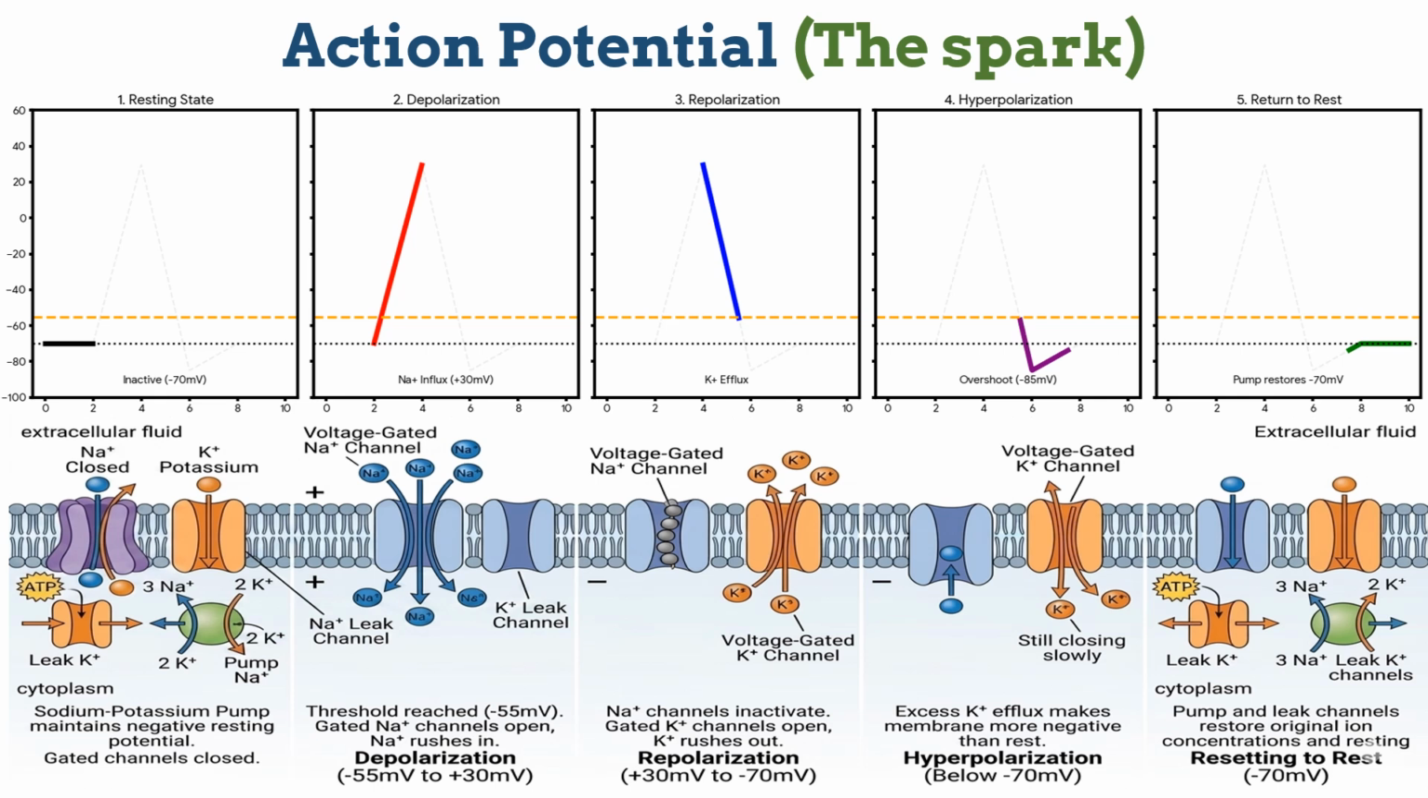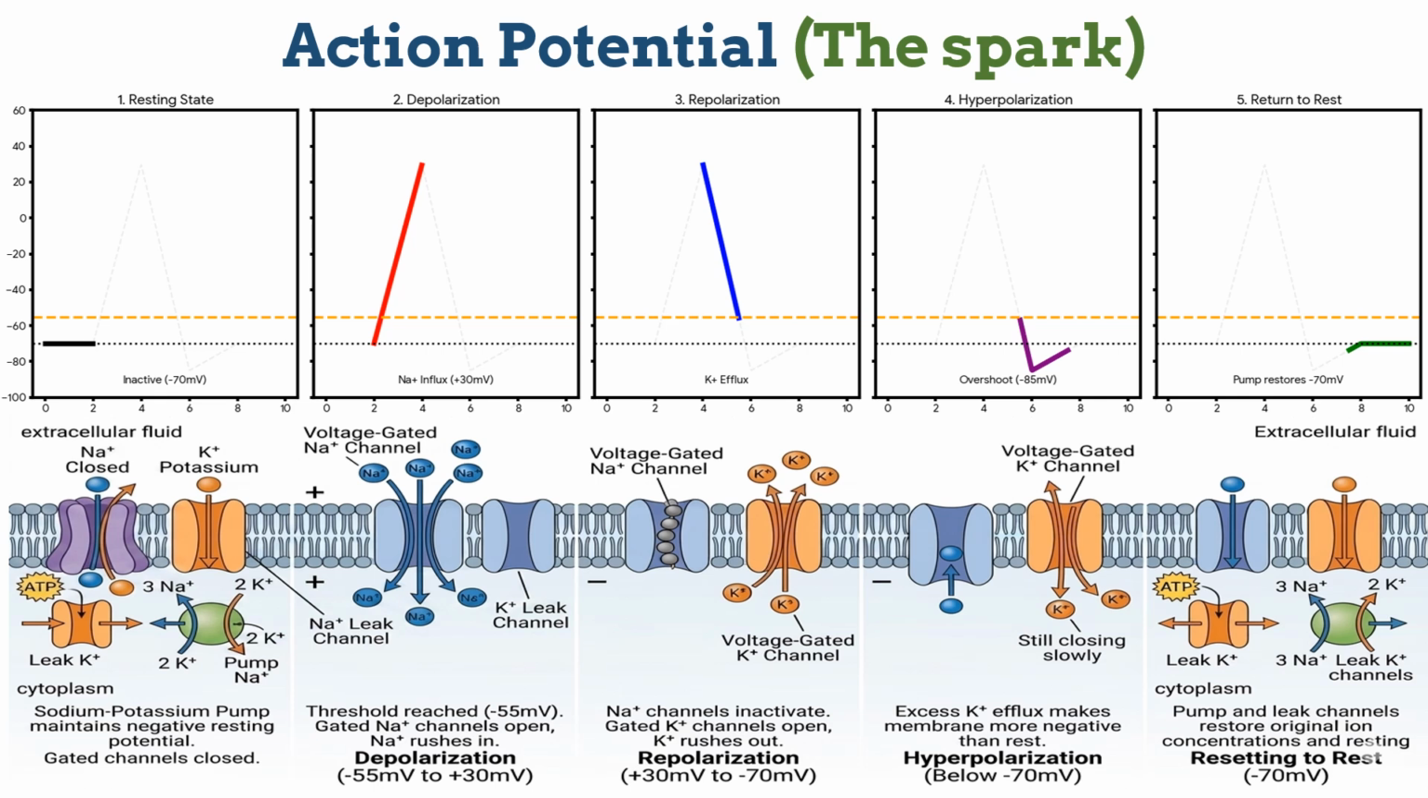In the resting state, voltage-gated sodium and potassium channels are closed, and the membrane remains at about -70 millivolts due to the sodium-potassium pump and potassium leak channels. When a stimulus brings the membrane to the threshold of about -55 millivolts, voltage-gated sodium channels open rapidly, allowing sodium ions to rush into the cell and produce the sharp rise known as depolarization.